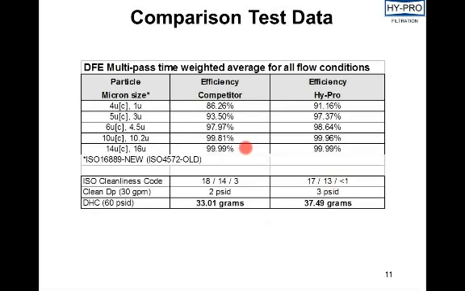Again, we see the percentage comparison at 4 micron sub C, 86.26 versus the Hypro 91.16. And as we see here in the dirt holding capacity, the Hypro also held about 5 more grams of dirt.